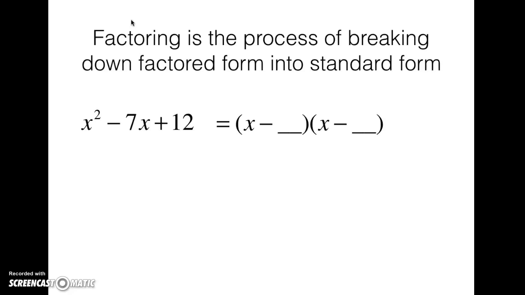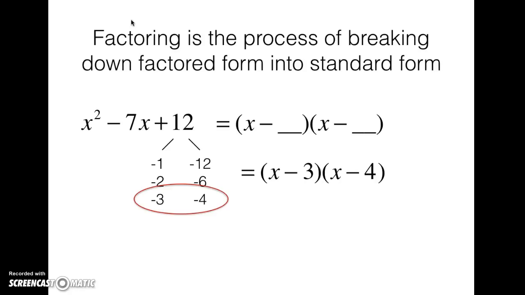So what we do is we break down the 12 into factors. Negative 1 times negative 12, negative 2 times negative 6, negative 3 times negative 4. And the combination that, when we add them together, gives us negative 7 is negative 3 times negative 4. So then we write our final answer as x minus 3 times x minus 4.